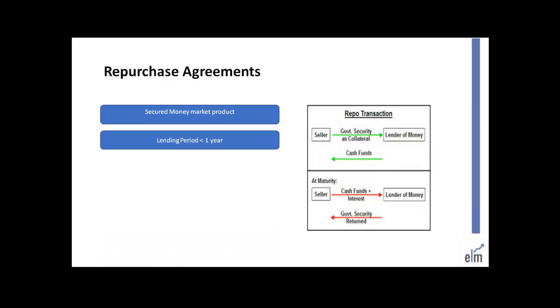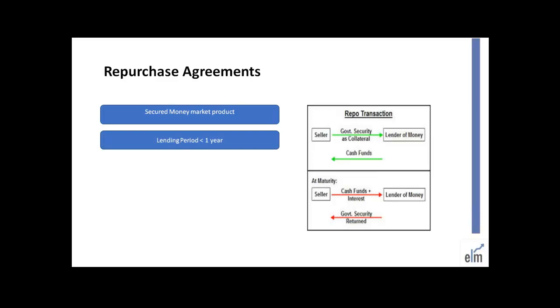This repurchase agreement makes it different from any other loan against collateral, because the collateral used for these repurchase agreements has to be actively traded. It has to be extremely liquid and should not be very volatile from the price point of view. So normally the collateral used for these repo transactions is T-bills or sovereign bonds.